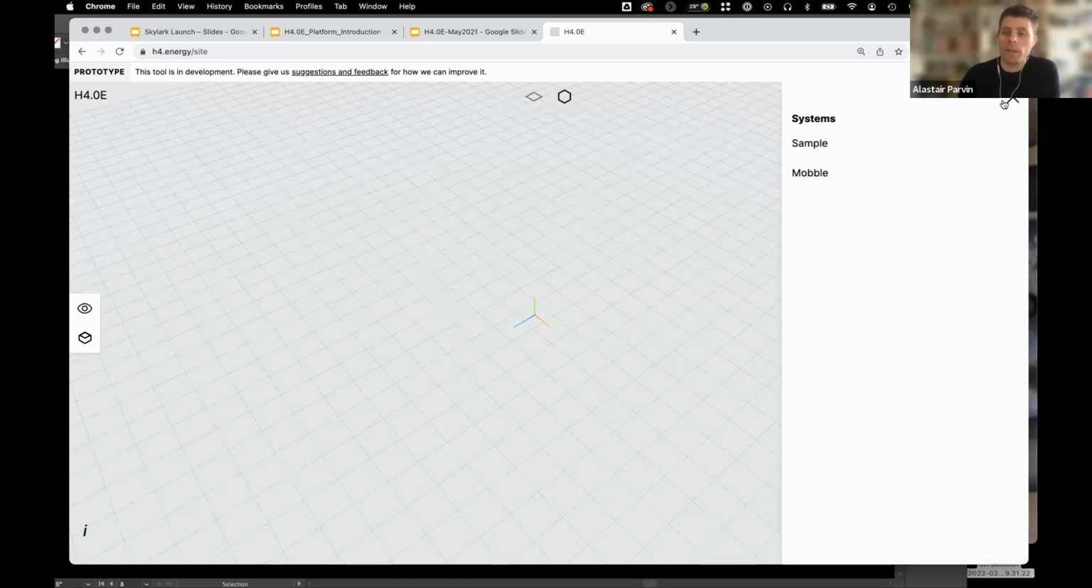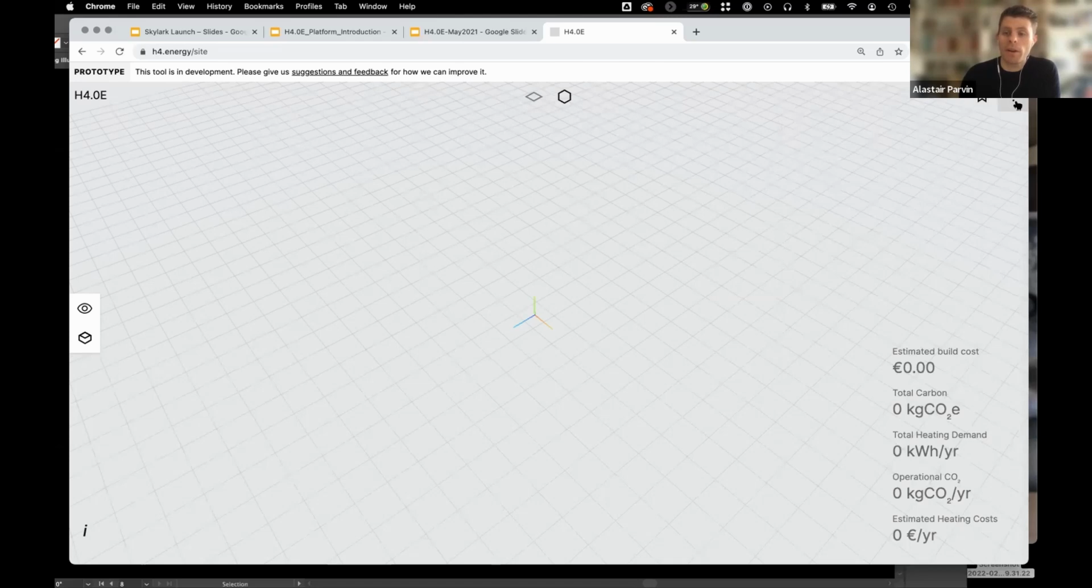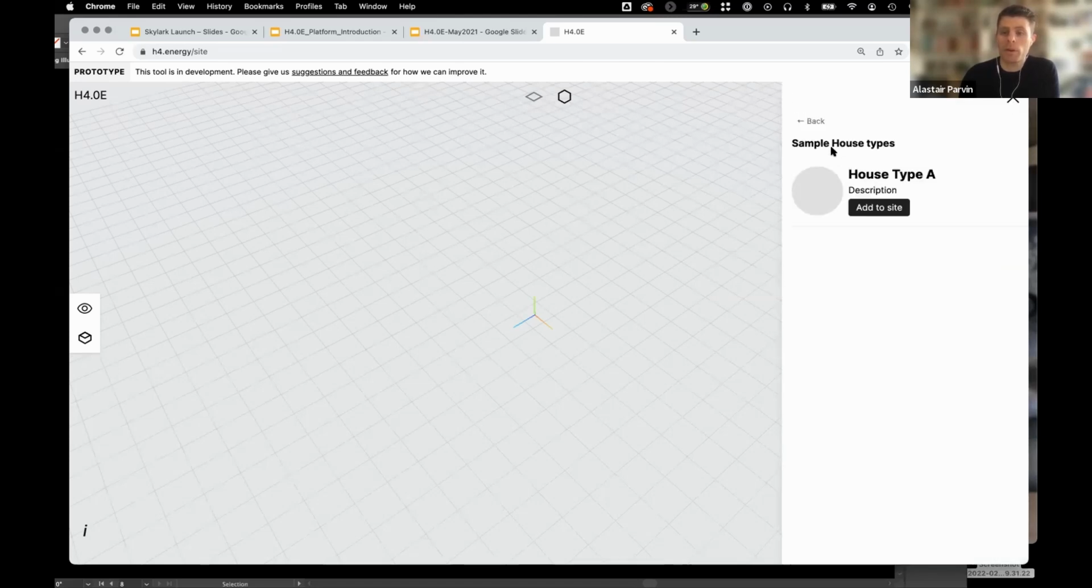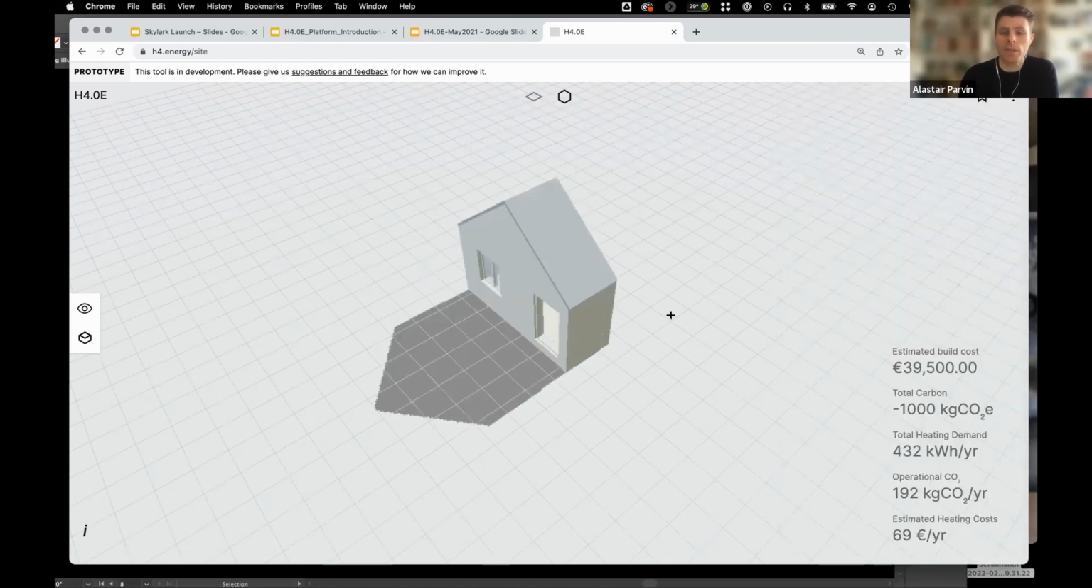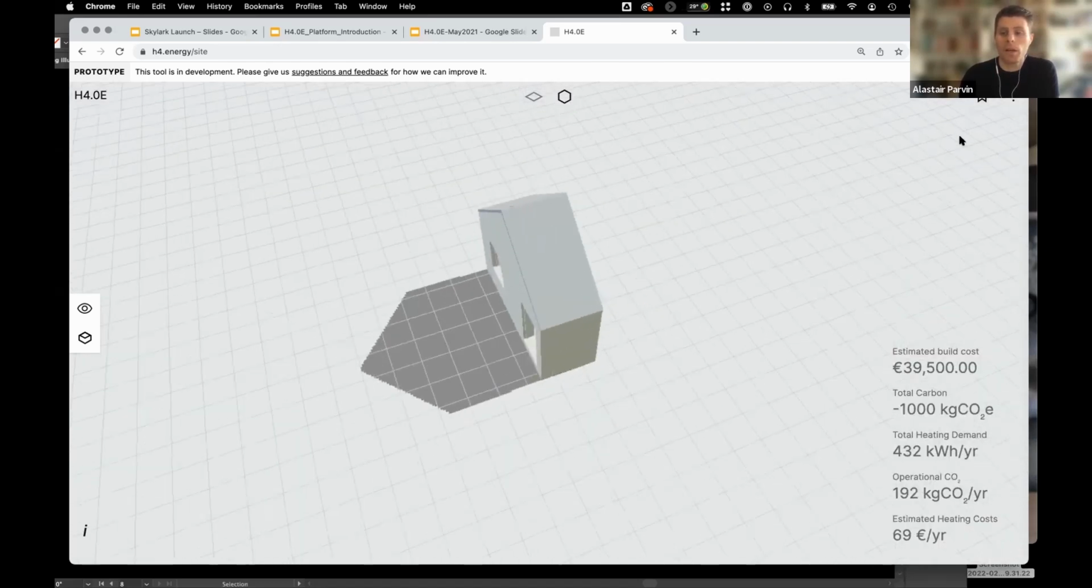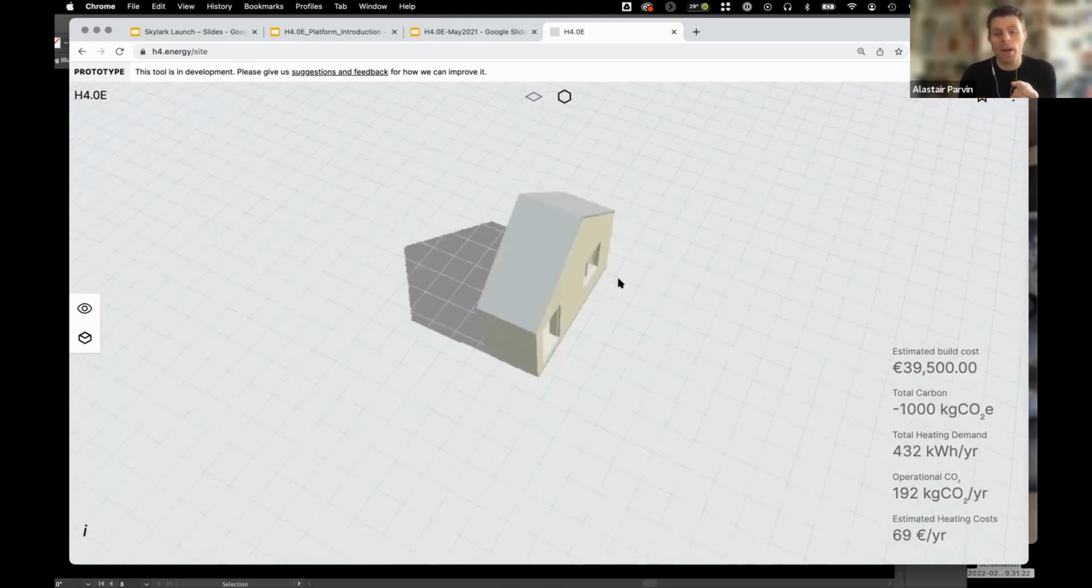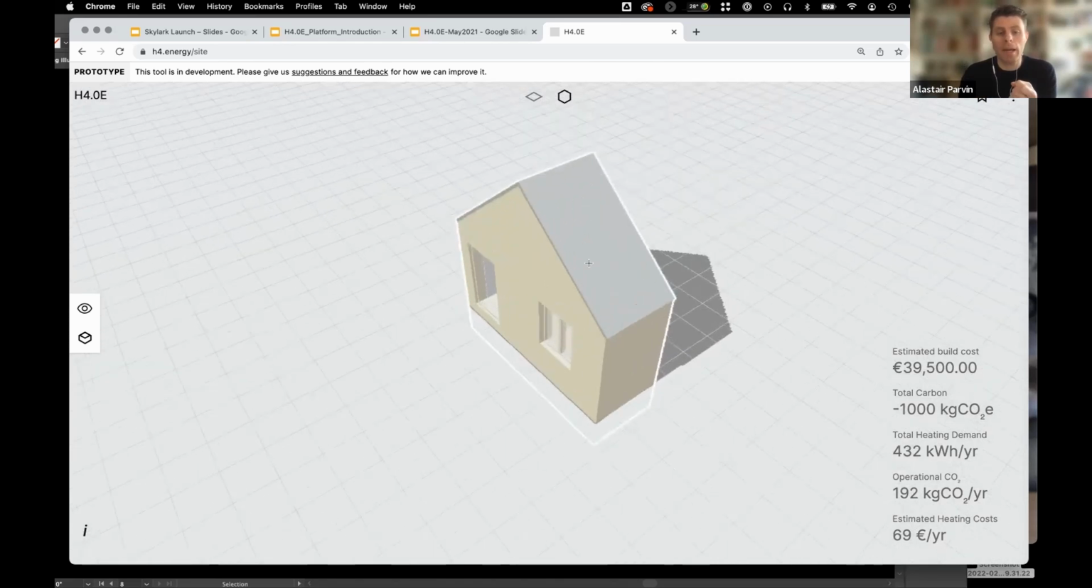But then what we can do is pull some of the sample systems we've got here. Again, this is all very ugly and crude. And we can pull some preset house types. In theory you don't really need a house type, as the system will have its own rules, but in practice people might find it helpful to have some template houses to start with.